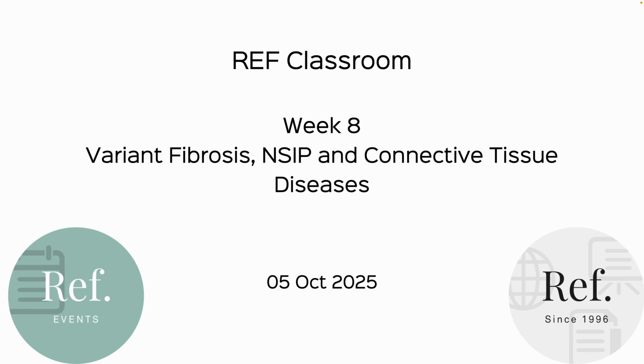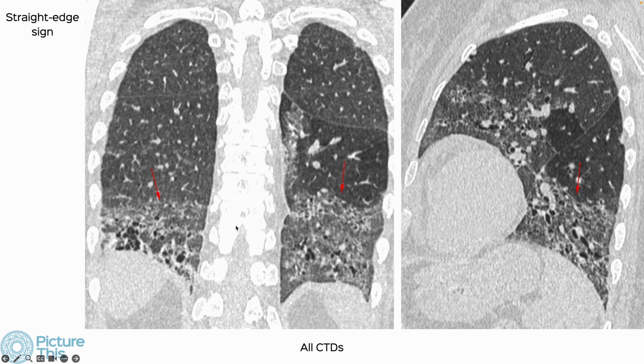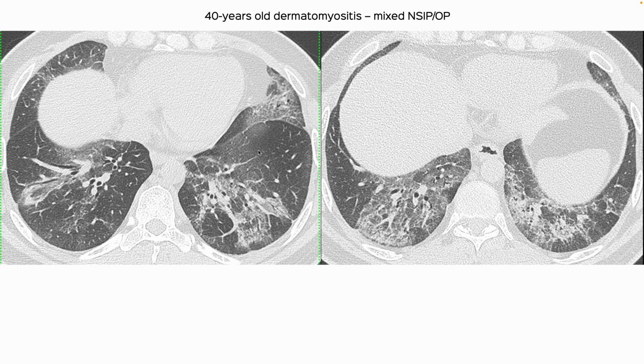And so week 8 will be all about variant fibrosis, NSIP, and connective tissue diseases. And we look at all of these signs that tell us that there's underlying connective tissue disease, including the straight edge sign. We will look at different types of NSIP, how to diagnose NSIP, and whether this is non-fibrotic, fibrotic, whether there are mixed patterns. We look at the different CTDs and look at the different patterns within them.